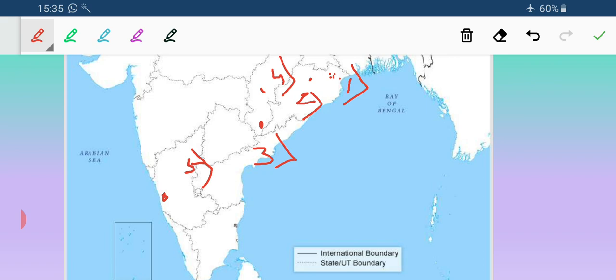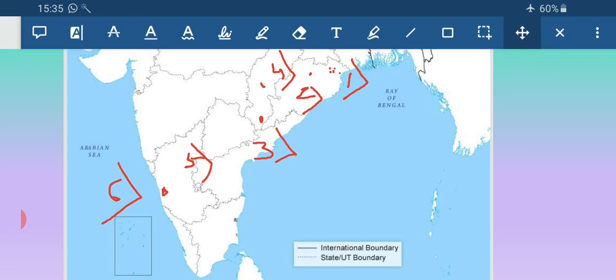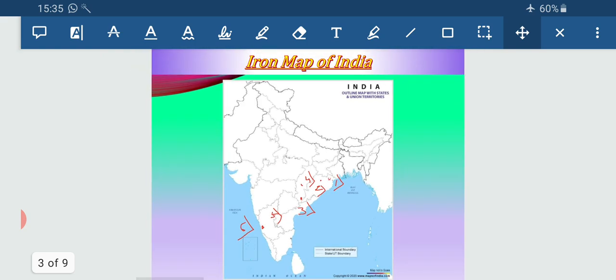This one, that is plotting number 6 and it is Kudremukh. Kudremukh mine. So, I will write the list of iron ore mines in the whiteboard. Okay, that is the first plotting of the iron ore mines. I am repeating it once again.